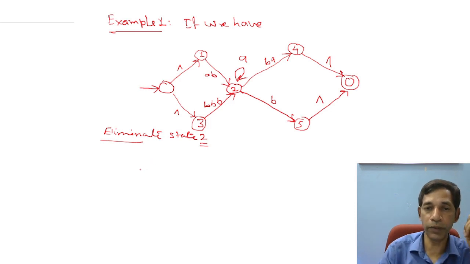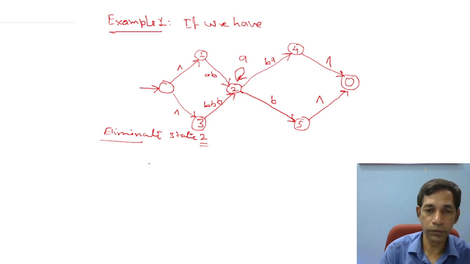Once you are going to eliminate the state 2, this means, since you are going from 1 to 4 in this FA, or you can say transition graph, you are going from 1 to 2, then from 2 to 4. That means you have a way to go to the state 4 from 1 through the state 2. So you have to maintain this path.